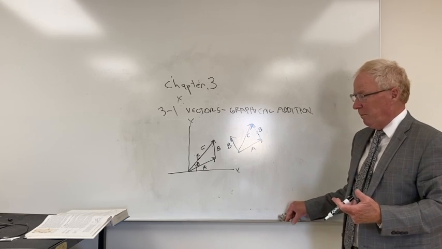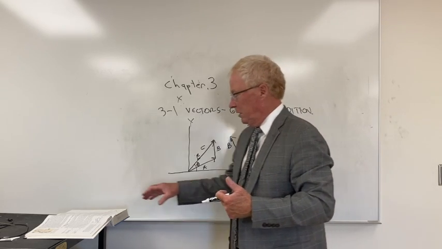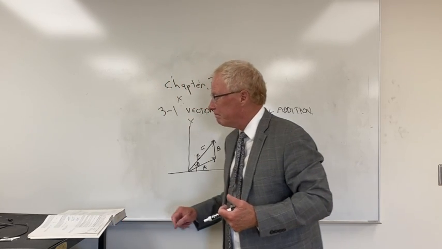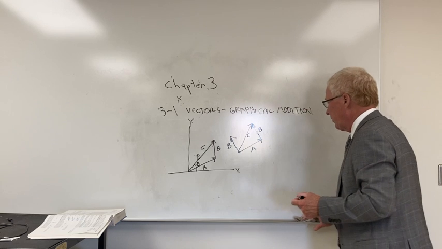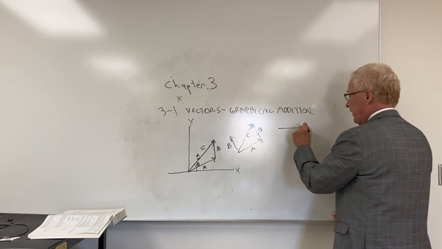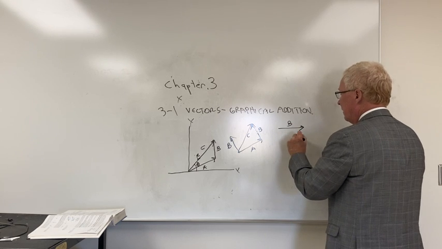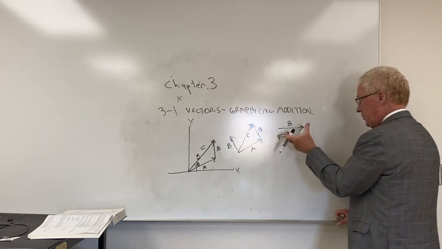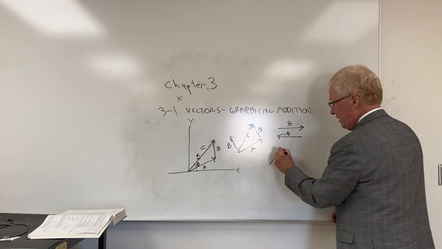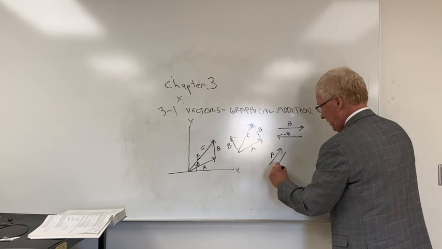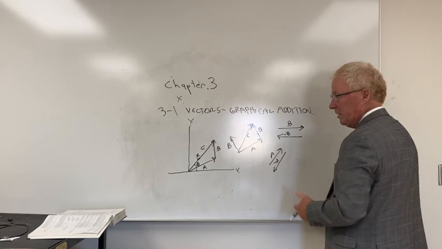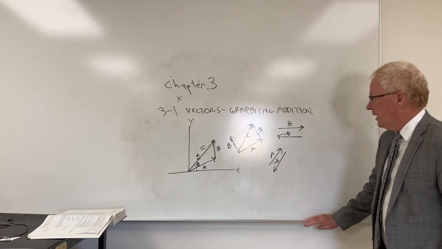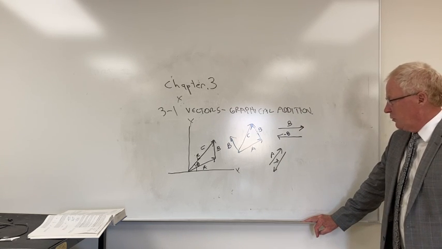You can do the component method. I'm not getting to that at all. The component method is described in section 3.4. The only thing I didn't really touch much is that if I have a vector B like this, then minus B is that way. It's just the opposite direction. If it's A, then minus A just turns around the other direction. So I'll leave that up there. Have a look at that a little bit.